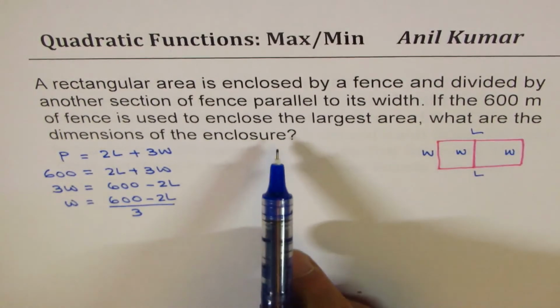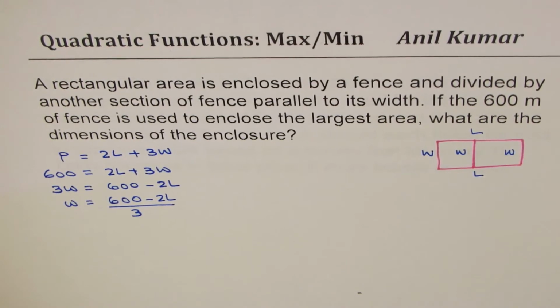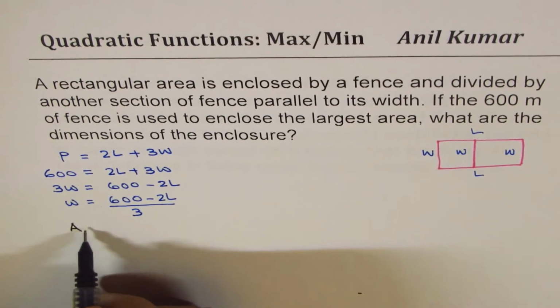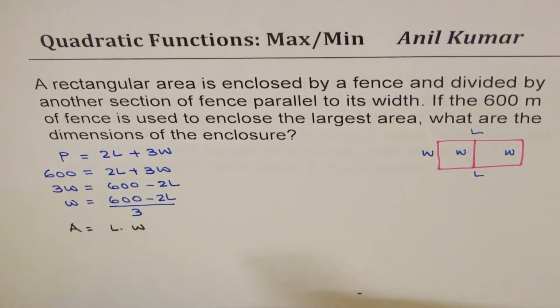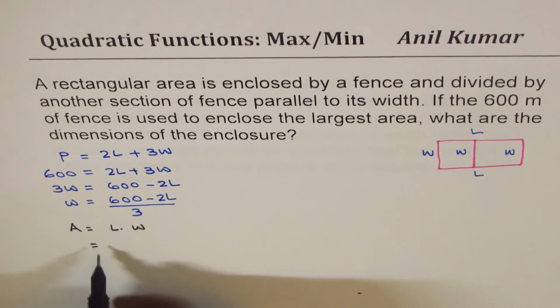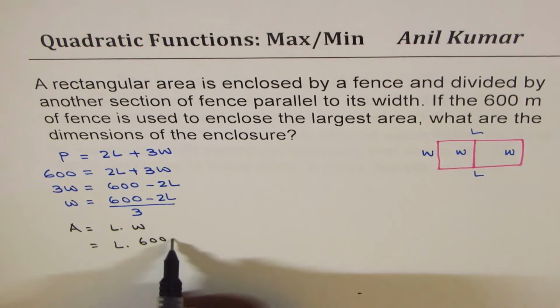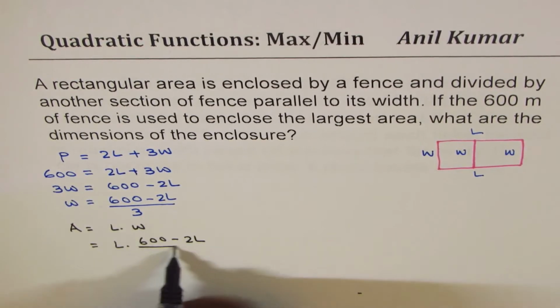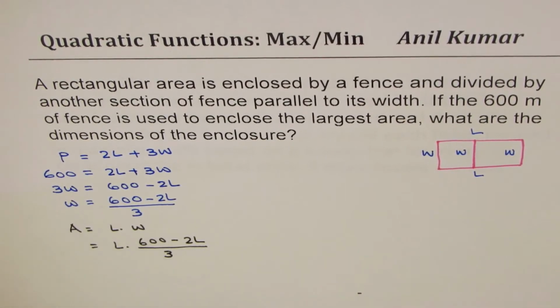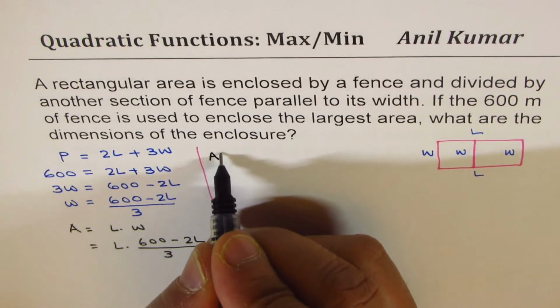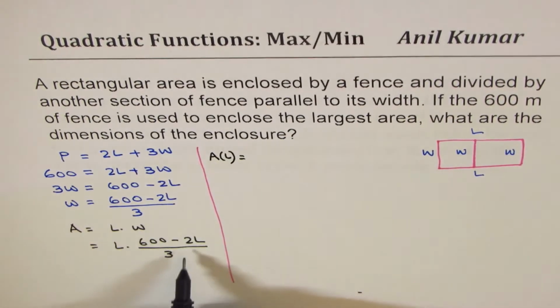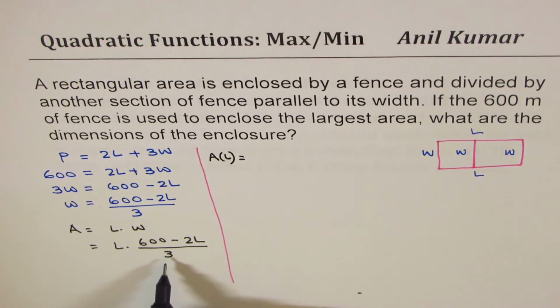We want to enclose maximum area. What is area? Area is length times width in this case, right? So length times width is length times (600 minus twice length) over 3. So that becomes an expression. What we see now is an expression in one variable, length. Sometimes we also write this as A as a function of length.